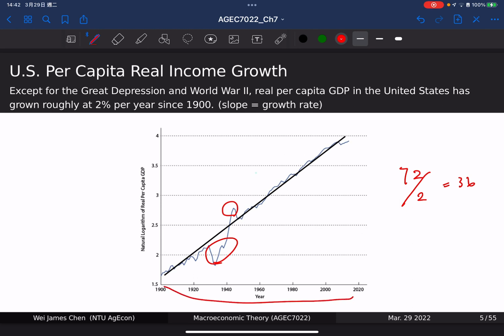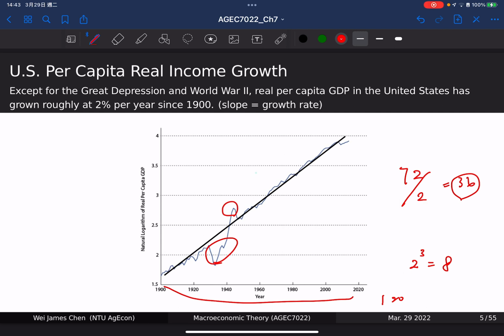So these are 120 years, about 3 times 36 years, right? So double, double, double. That's 2 to the power of 3, that's 8 times. So basically the real GDP in the US has gone from maybe 1 to 8. That's 8 times more GDP. Imagine you become 8 times richer. Wouldn't you be really, really happy? So that's the power of a small growth rate like 2%.